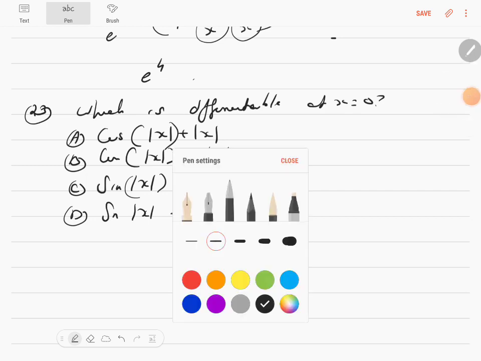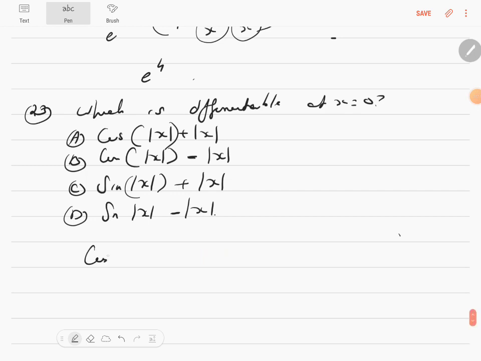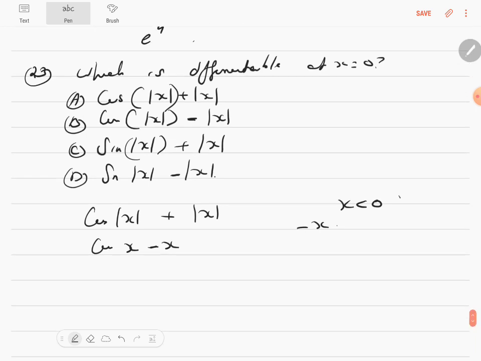Okay, so let's take first cos of mod x plus separately a mod x. And you know that when x is less than 0, the mod x will become a minus x. When you put cos of minus x, it will anyways take cos x, and this can become a minus x. And this is when x is less than 0. So if you're going to approach the limit of x tends to 0 from the left, it's about differentiability, right? Okay, but anyway, let's differentiate it and see.